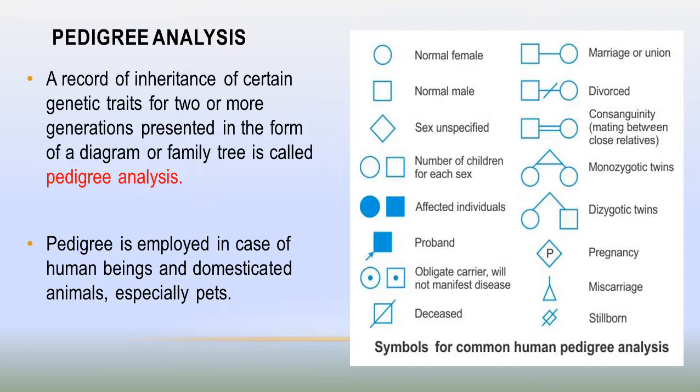Dear students, here are some symbols which are used in human pedigree analysis. You can see that for normal females we use a circle, for normal males we use a square, and so on. So please watch these symbols very carefully.